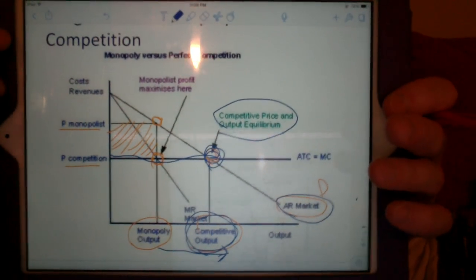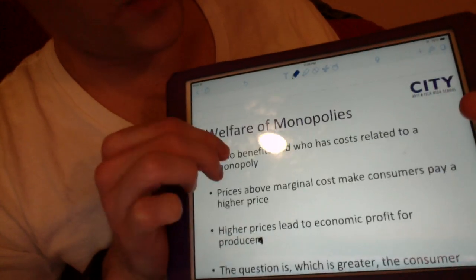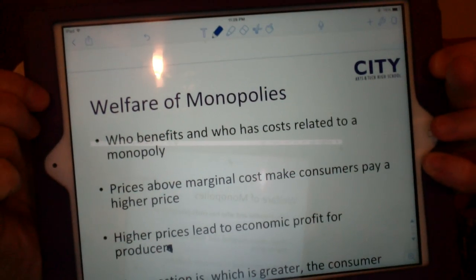All right, so I'm going to stop here. And when we come back, we will talk about welfare and monopolies.